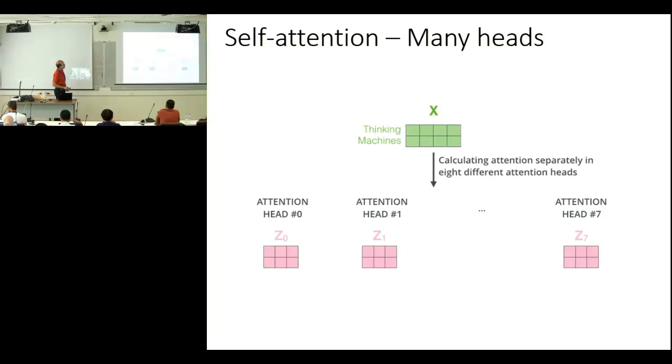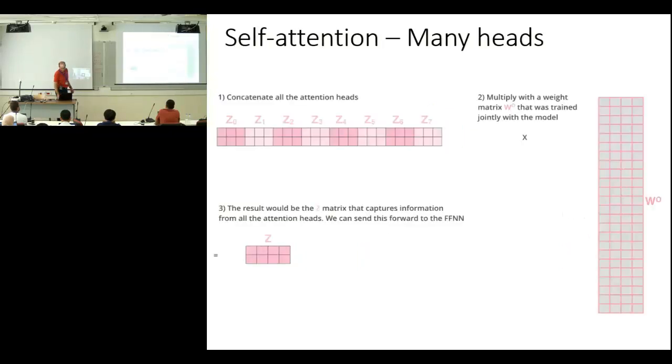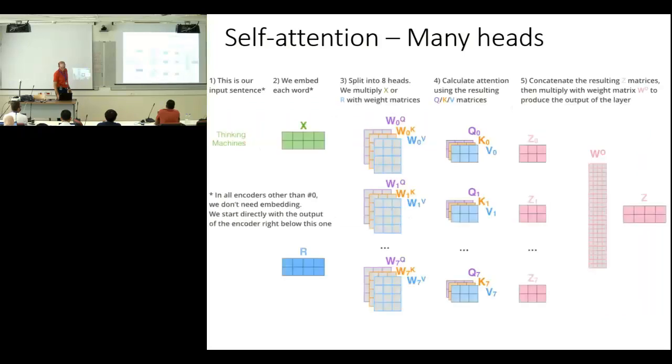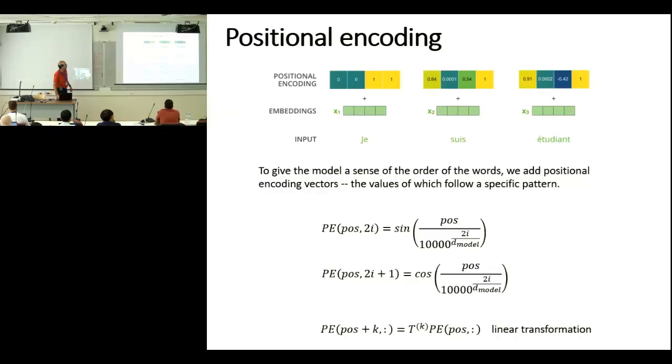So this is how the self-attention with many heads is working. Each one computes something different, and then we concatenate all these values and we multiply with a matrix to find the final result Z, which is our self-attention output. And this is the whole process, how it works.